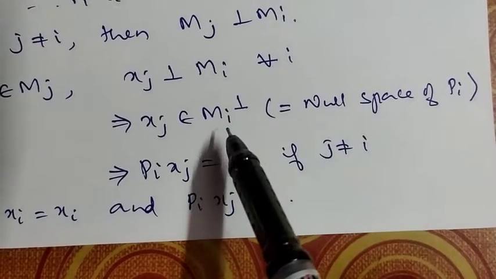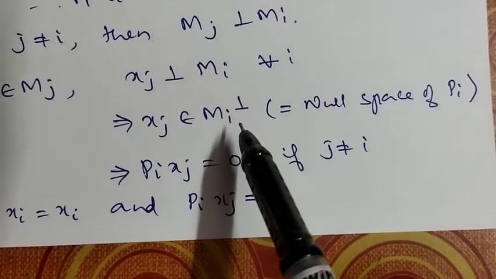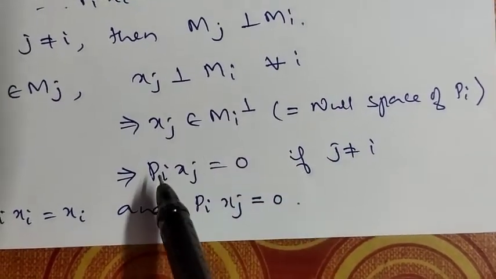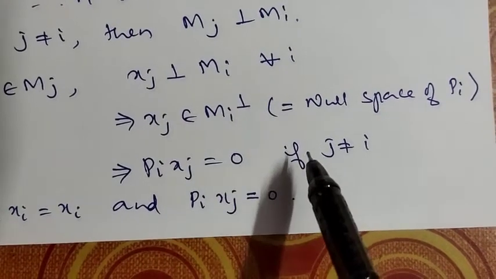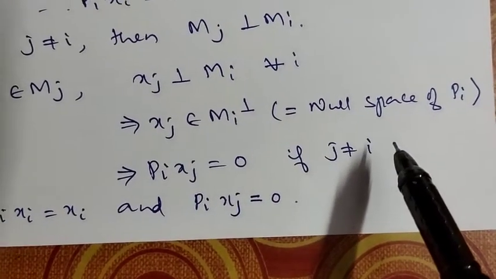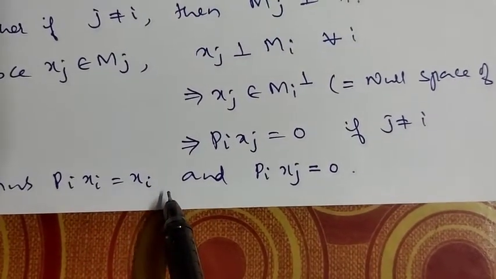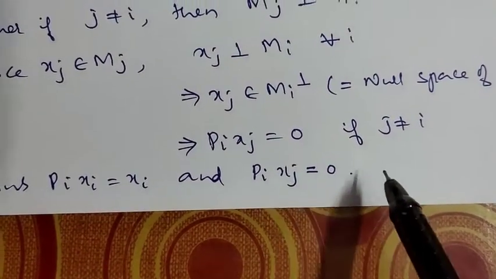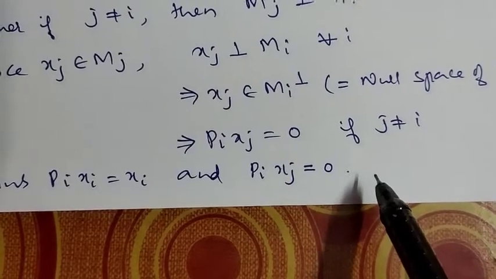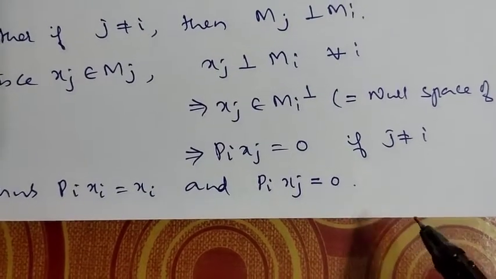Now xj belongs to the null space of Pi means what will happen? Null space of Pi means Pi of xj is 0 if j is not equal to i. Thus Pi of xi is xi and Pi of xj is 0 if i is not equal to j.